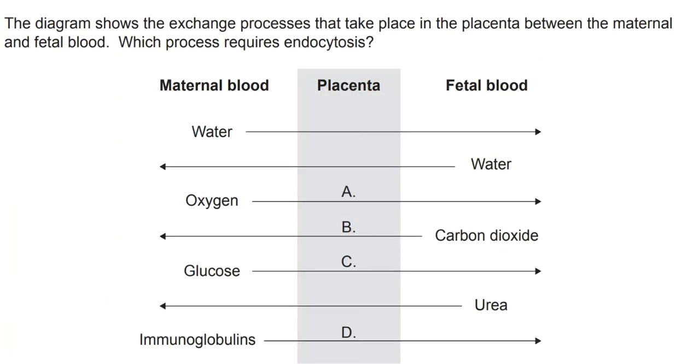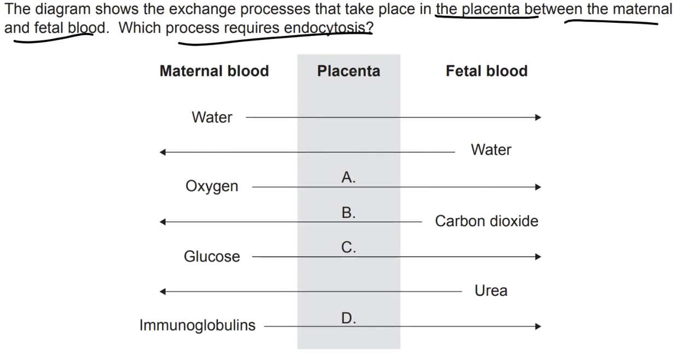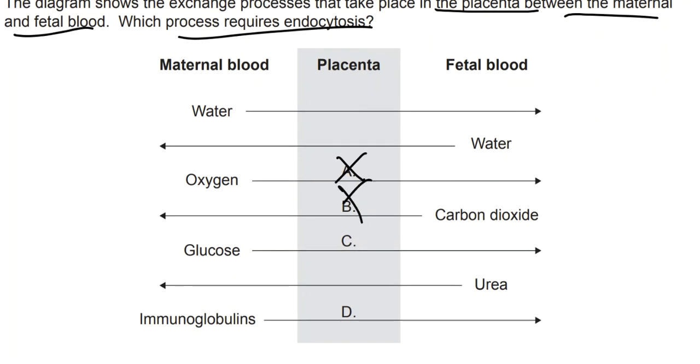So let's do this last question. The diagram shows the exchange processes that take place in the placenta between the maternal and fetal blood. Which process requires endocytosis? So maternal blood would be providing for the fetal blood. So water to the placenta to the fetal blood does not seem to me like something. Okay, that's not even an option, anyways. And oxygen to the fetal blood, that would be from diffusion, so you don't need endocytosis. CO2 again, that's a gas. Urea. Immunoglobulins are quite tiny. They're proteins, so they're not going to require.